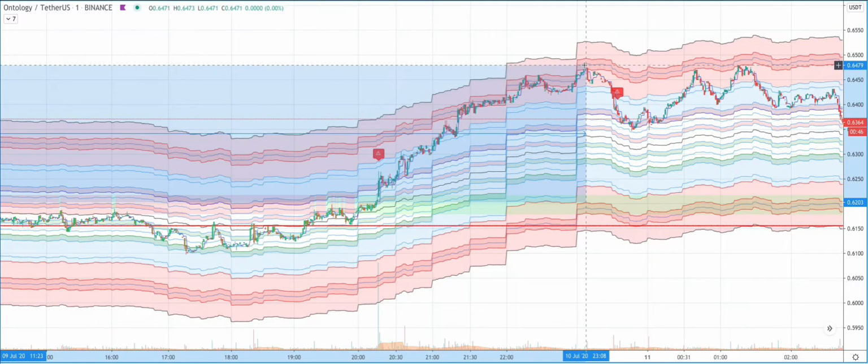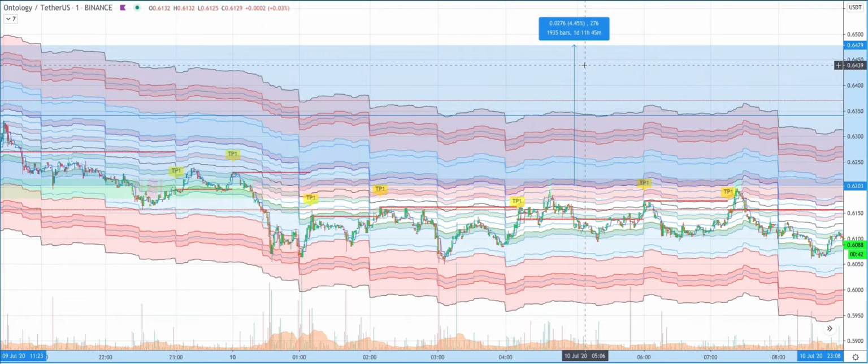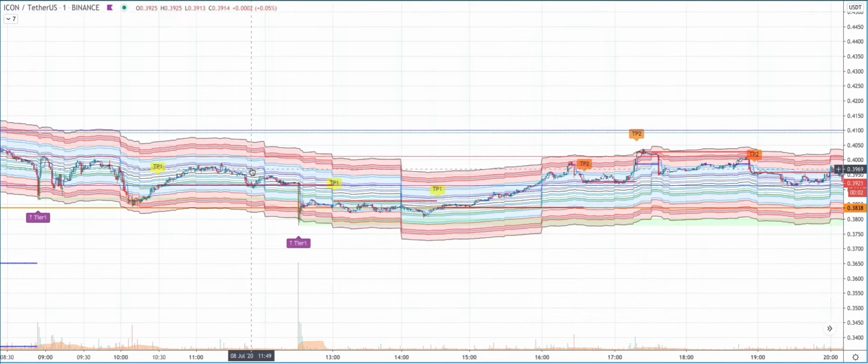Oh, let's see. Up to 4.45% in 1 day, 11 hours, and 45 minutes. Let's take a look at ICXUSDT, also known as ICON. No idea what its purpose is, but since we're not value investing, don't really care.